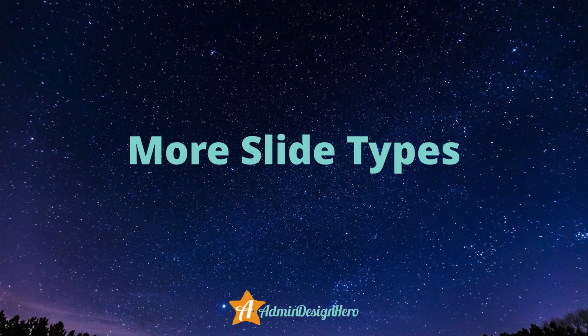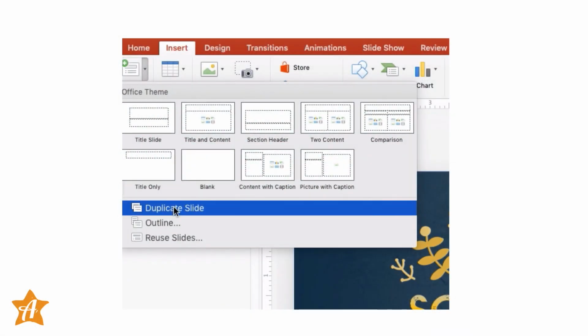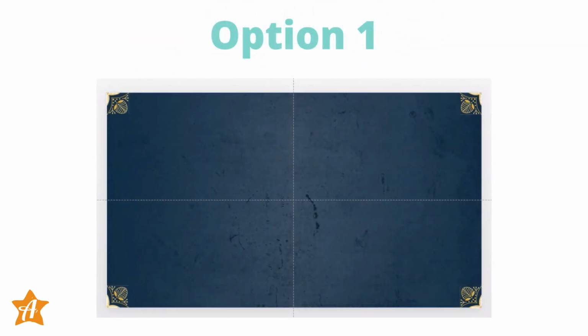And for a bonus, we have a few more slide types. For more slide types for an actual presentation, duplicate your slide. And here's option 1, deleting out everything but the corners. And this would be good for using it as a content slide, or you could use it as a buffer slide.